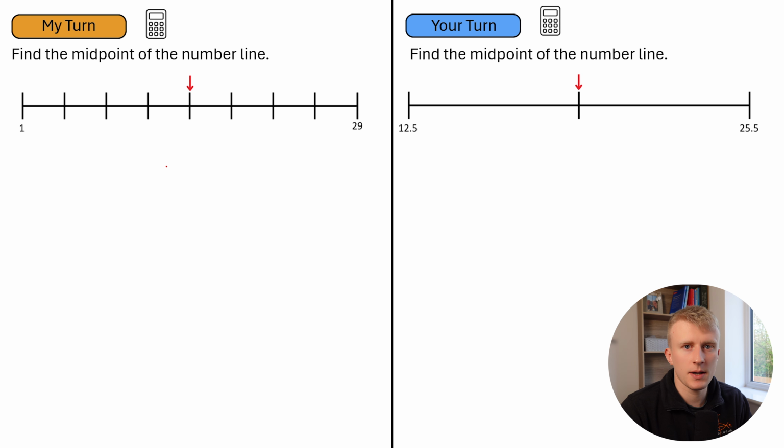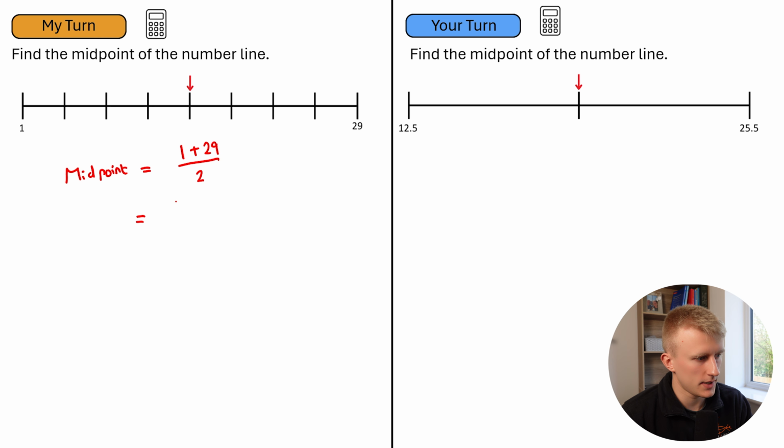Now we could do this in the same way that we did the previous ones. We could work out the value of each step and add on the steps to 1 to get to our midpoint, or of course we could take away steps from 29. But actually there's a different way we can do this. To work out the midpoint, we can add our start and end points together and divide by 2. So we can say that the midpoint is the sum of our starting point and our end point divided by 2.